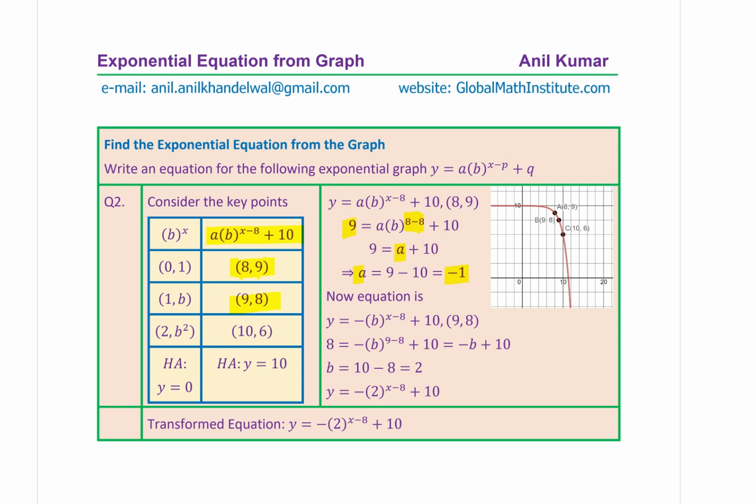Now, we'll use the other point, which is (9, 8), to find the value of b. Substituting 9 for x and 8 for y, we get 8 equals minus b to the power of 9 minus 8, which is 1, which is b itself. We get minus b plus 10. Rearranging, b gives you 10 minus 8, which is 2, and so we got the value of b as 2. So we now have the equation y equals minus 2 to the power of x minus 8 plus 10. So that becomes our answer. See how simple it is.